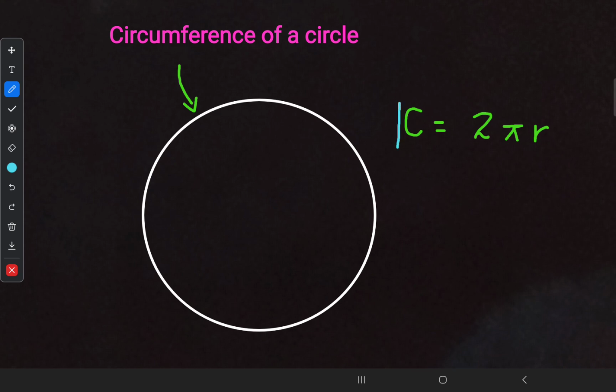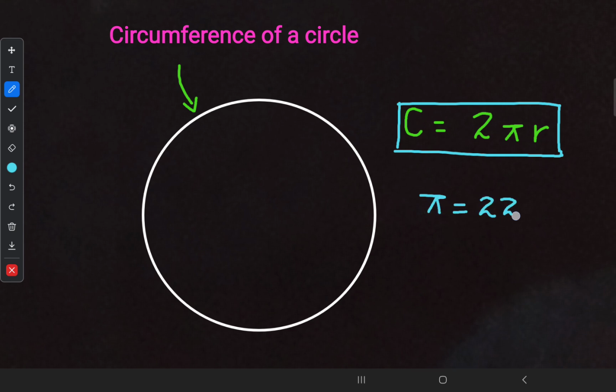We are going to use this formula: C equals 2 pi r. That's the formula you should remember; it's a must to remember. C means circumference. Here, 2 is a constant, 2 does not change. Pi is equal to 22 upon 7. Mostly we use the pi value as 22 upon 7. You should remember this one also.